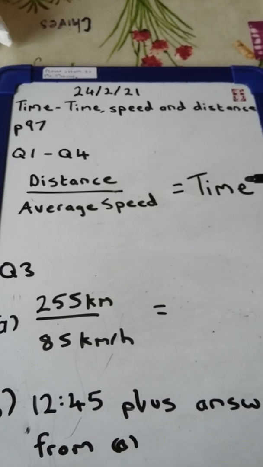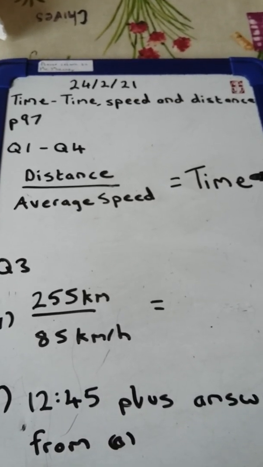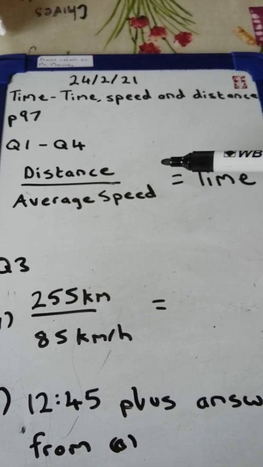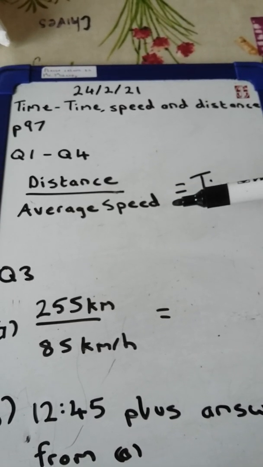Try learn this formula off by heart. Get it stuck in your head somehow. To find the time, it's always the distance divided by the average speed. That'll give you the time.